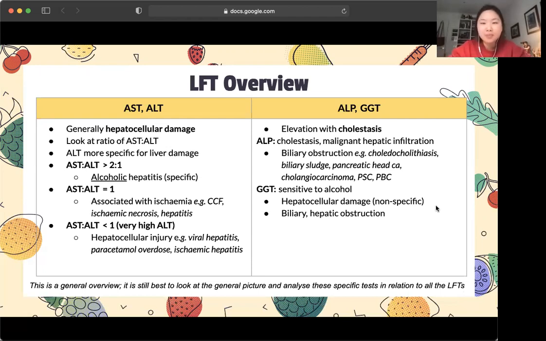And then you've got your ALP and GGT, and this is your elevation with cholestasis. So basically you just need to remember the 2 categories, hepatocellular damage and cholestasis. So ALP is cholestasis, malignant hepatic infiltration. That's generally with a biliary obstruction. And GGT, just know, is sensitive to alcohol.